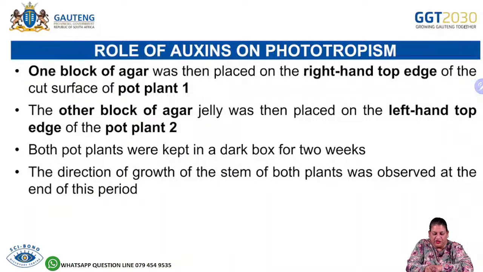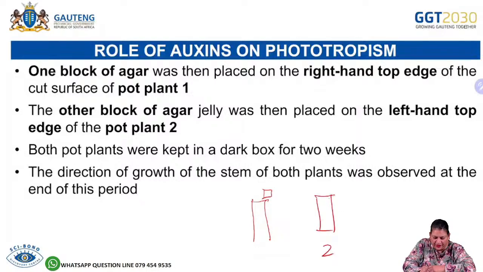Let us now see how exactly this was done. One block of agar was placed on the right hand side of the cut surface. So here's the cut surface. The block was placed on the right hand side, right? And the other block of jelly was placed in plant 2 on the left hand side. Both plants were kept in a dark box for 2 weeks because we don't want light now. We are not talking about light. We just want to see the effect of auxins on the direction. Here there's no light. We want to eliminate light. The direction of the growth of the stem of both plants was observed. So let us see.